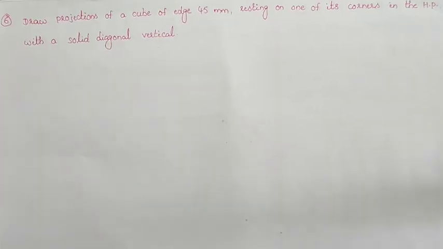We are going to discuss some problems based on axis inclined to both planes, axis inclined to one plane. After that I am going to discuss another position, that is axis inclined to VP. So here the type of the problem is: draw the projections of a cube of edge 45 mm resting on one of its corners on the HP with a solid diagonal vertical.